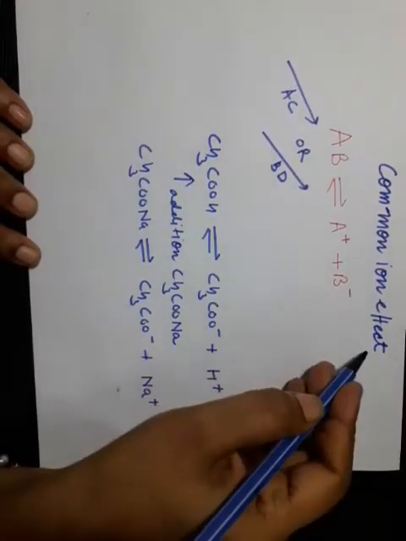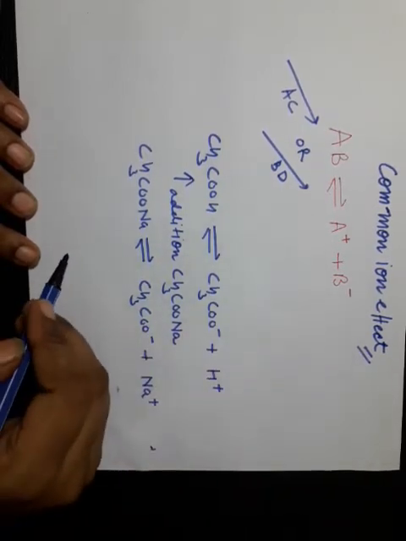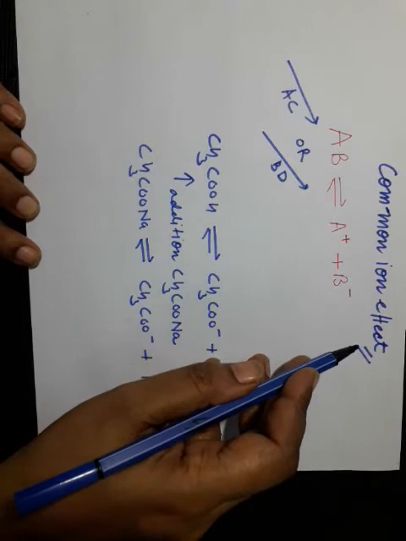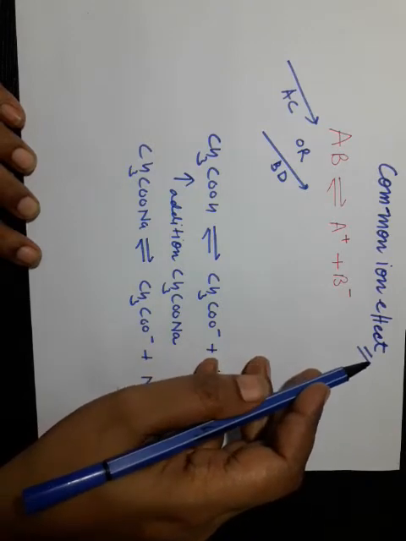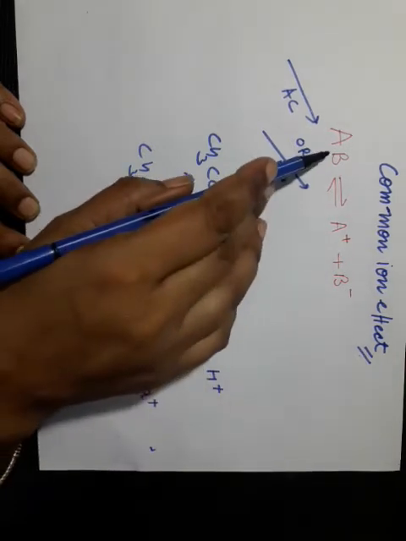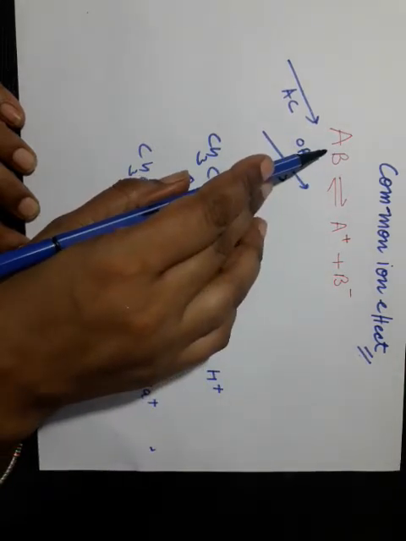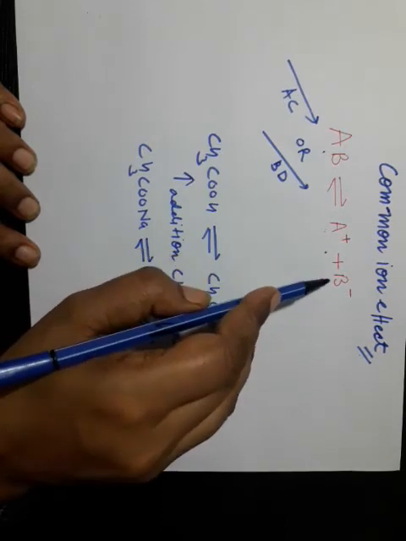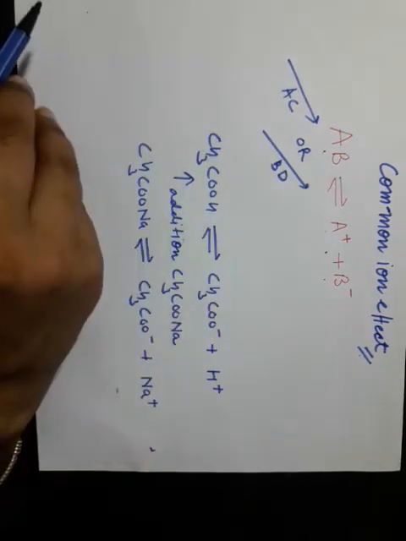The next topic is common ion effect. For explaining the common ion effect, we should know about the Le Chatelier principle. According to Le Chatelier principle, if the concentration of reactant increases, the reaction goes in the forward direction. If the concentration of products is increased, the reaction goes in the backward direction.